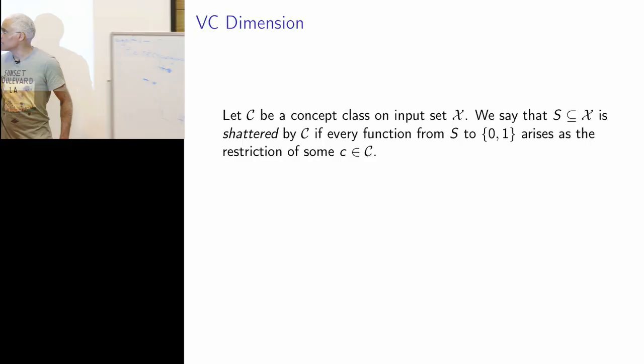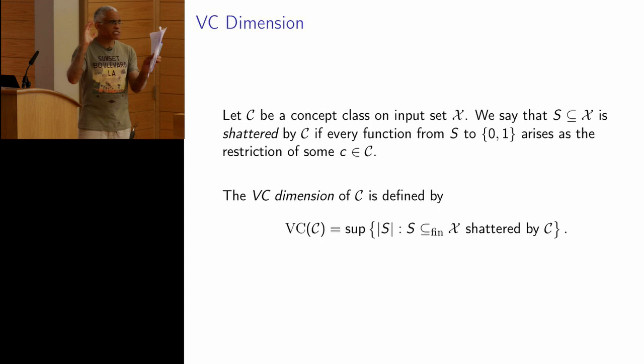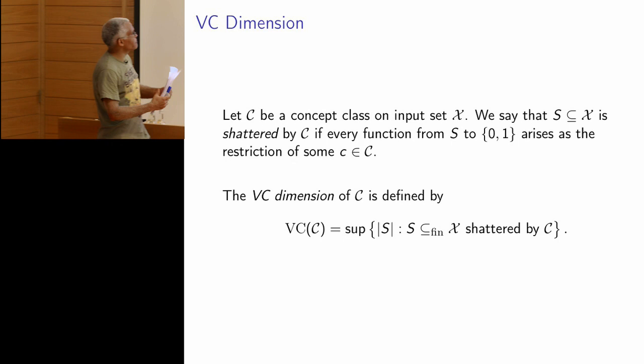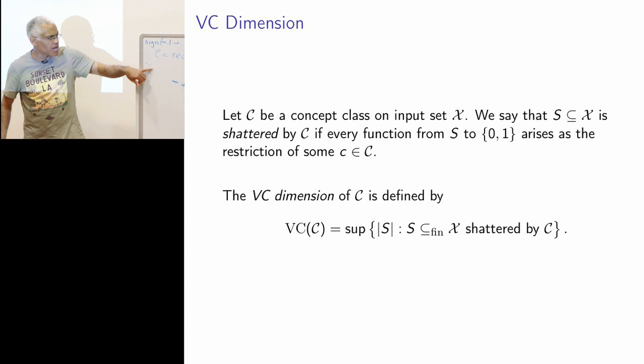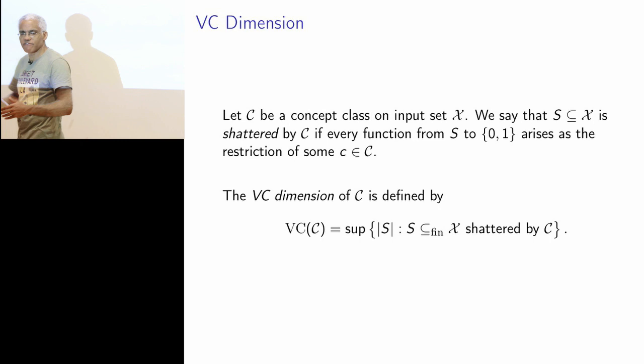So to be shattered means that any labeling can be realized. The VC dimension, the dimension of the concept class, is defined as the supremum of the sizes of all finite sets that are shattered by the concept class. So what can we infer from this definition about the VC dimension of this class? I claim that this four-element set is shattered, so this tells me that the VC dimension is at least four. Maybe I can shatter a five-element set.